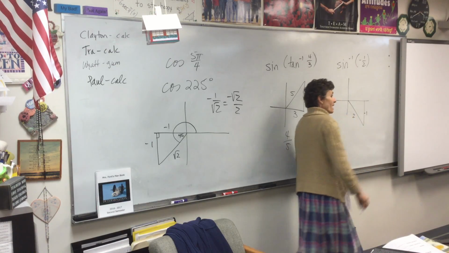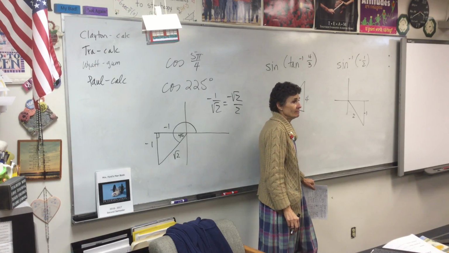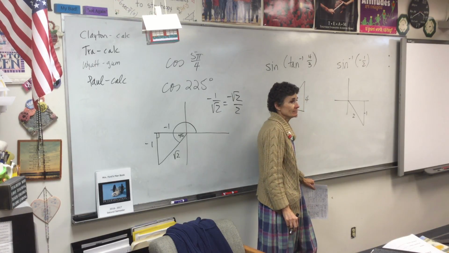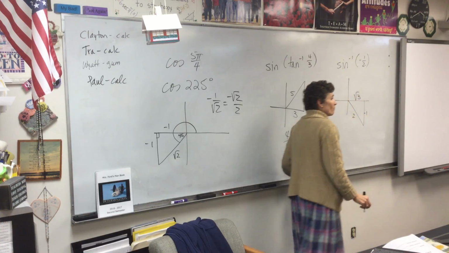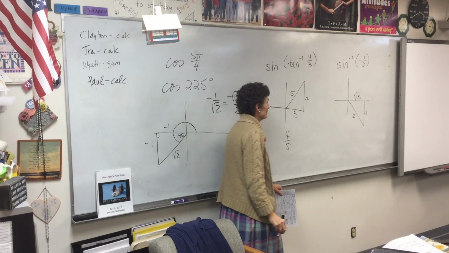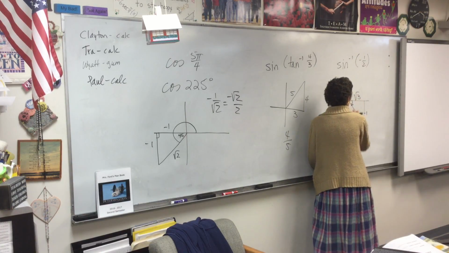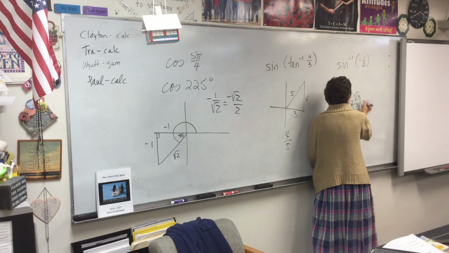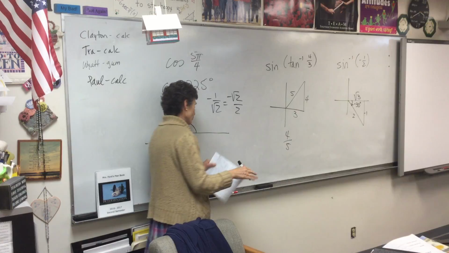What's the adjacent side? That's gonna be root 3. That's gonna be root 3. How big is that angle? Negative 30. Right here. Negative 30 degrees. The answer to the question is negative 30 degrees.